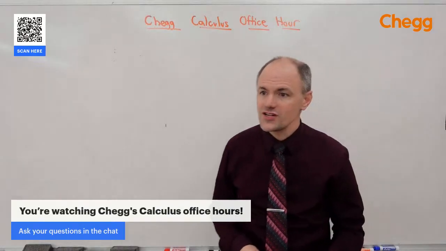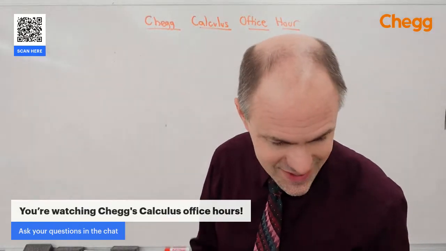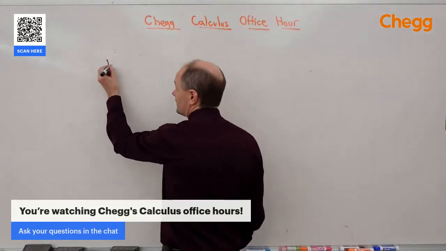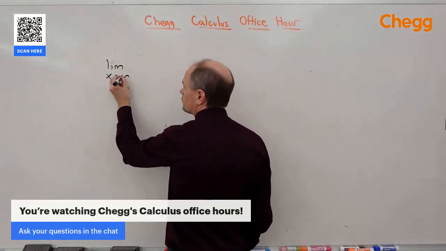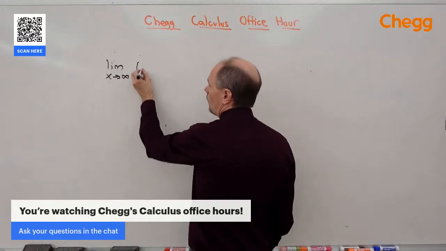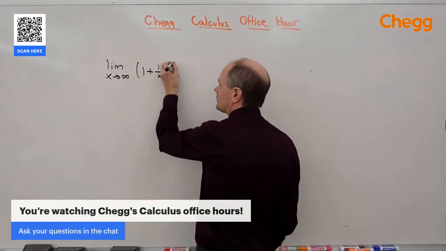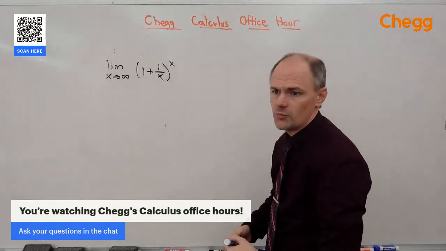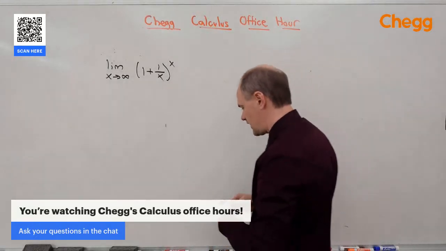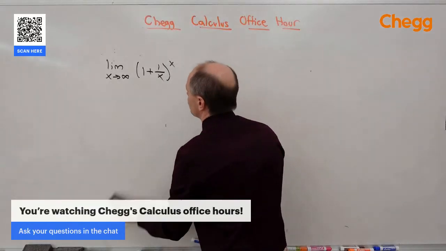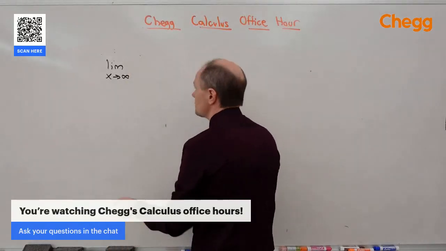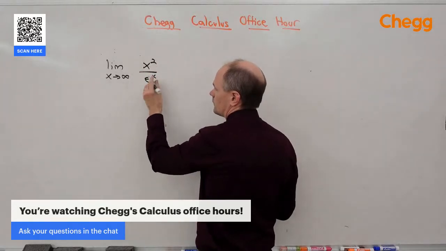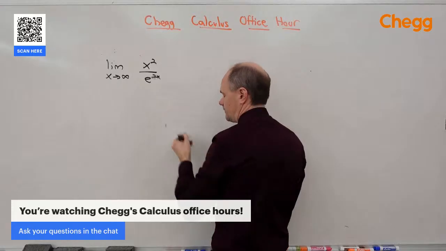We've got time for one more question. And the question that just came in wanted to look at some L'Hopital's rule. So let's do some L'Hopital's rule and take the limit as x goes to infinity of 1 plus 1 over x to the x power. Hope we have enough time to do this one. We don't. Let's make it a little simpler. Let's just make it x squared over e to the x. Let's make it e to the 2x, just for fun.